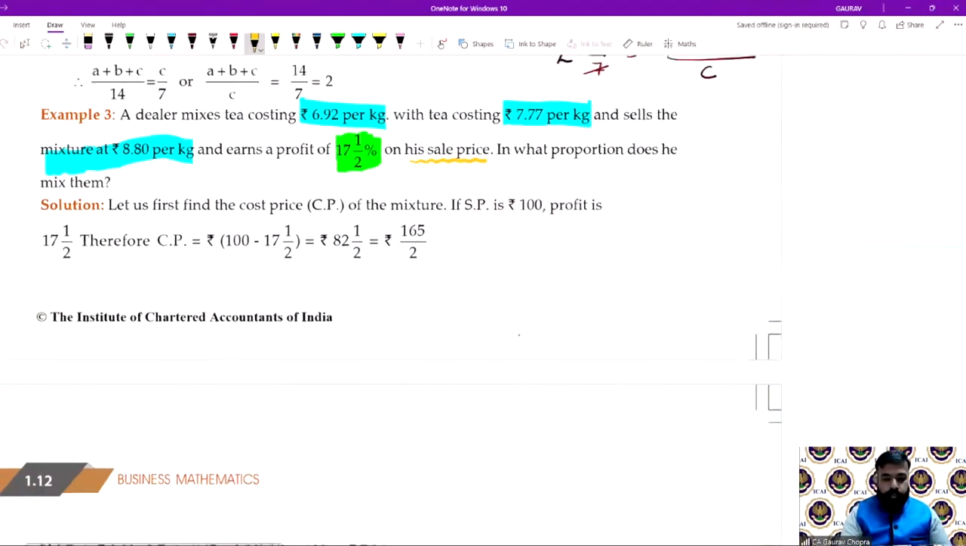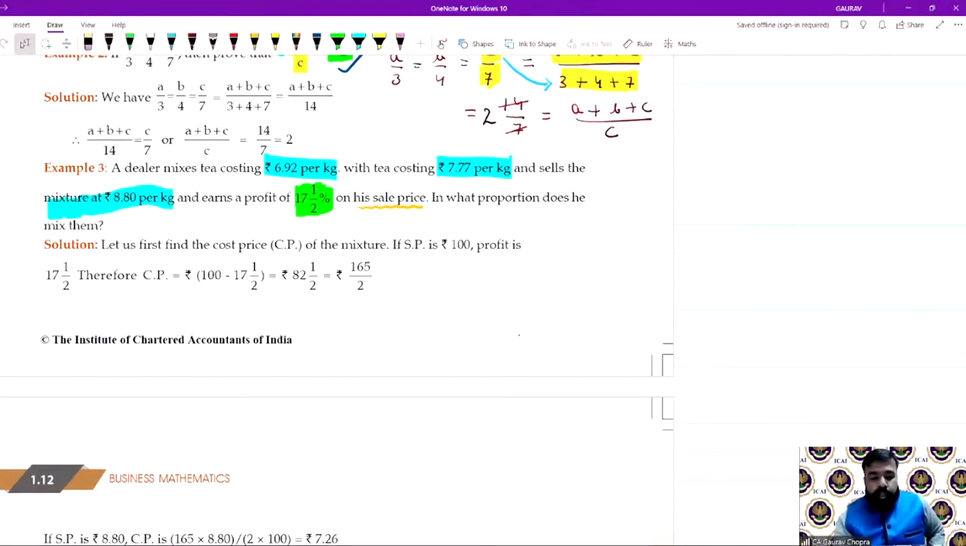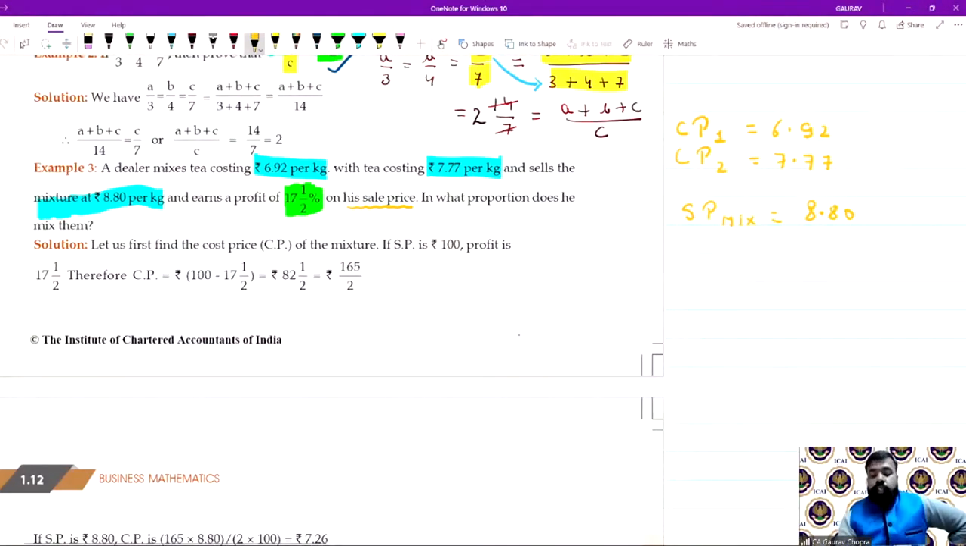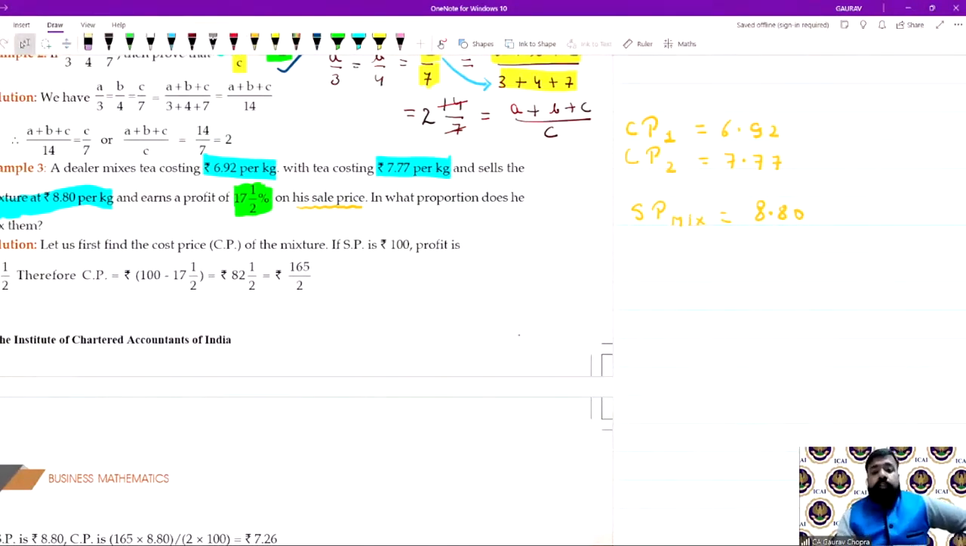So let us do this. Cost price of the first one is 6.92. Cost price of the second one is 7.77. And selling price of the mixture is 8.80. Now, we know that the profit percentage is 17.5%. So can we calculate the cost price of the mixture? In order to calculate the cost price, what we have to do? Selling price minus profit. Subtract profit from the selling price.